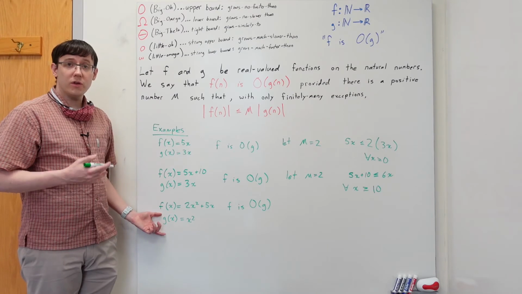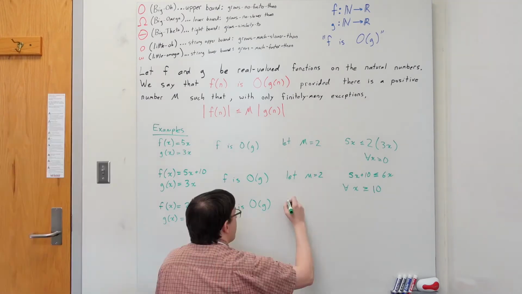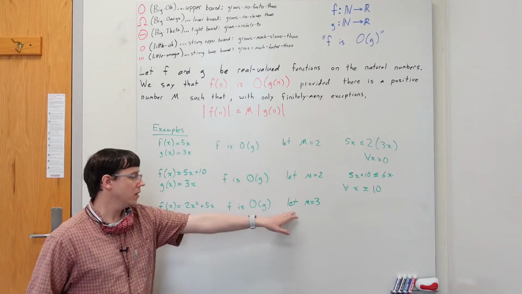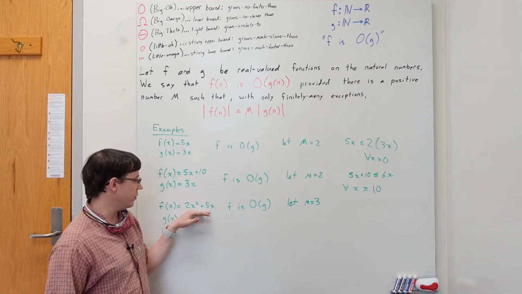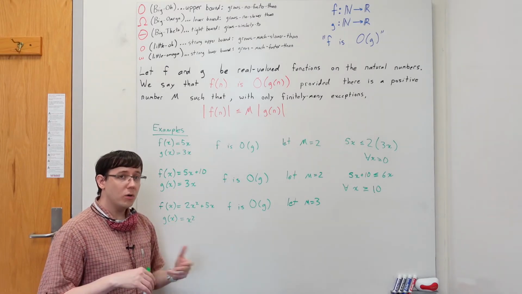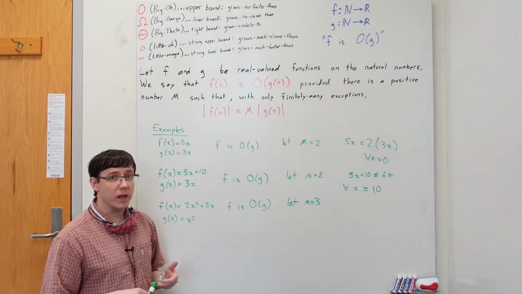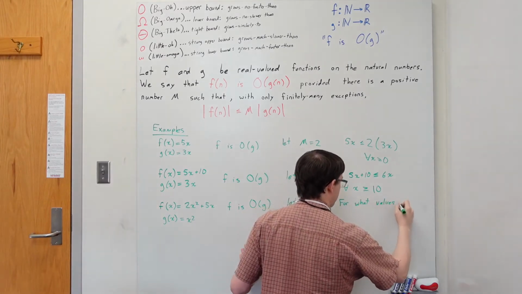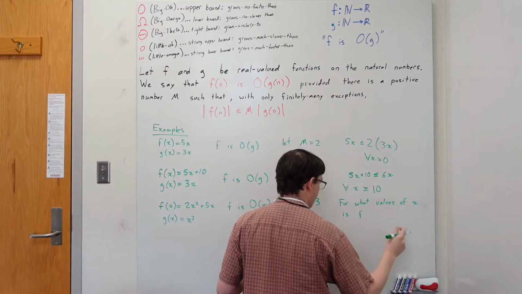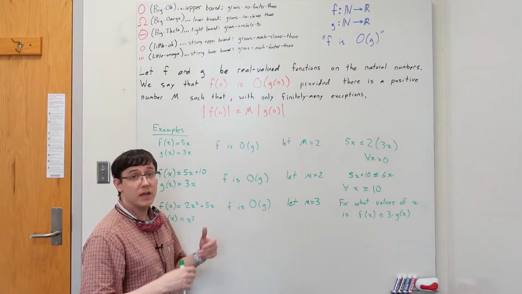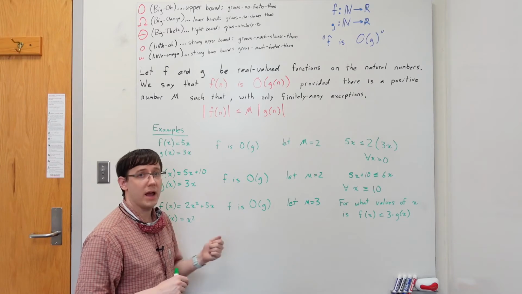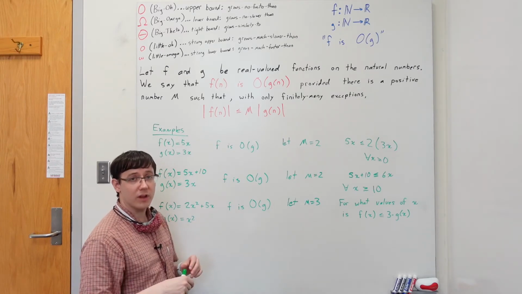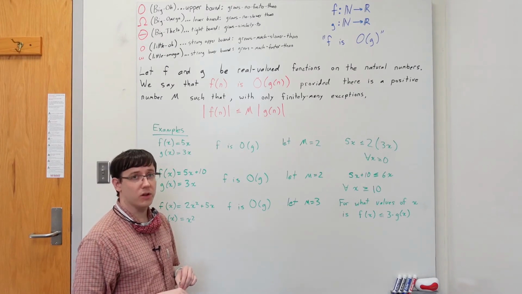Here we can use 3 as our value of m. And again, we have a case where for small inputs, 3 times g will not actually be larger than f. So our goal is to find the threshold beyond which m times g becomes larger. If we can find an intersection between f and 3 times g, then we know that beyond that intersection, 3 times g will always be larger.